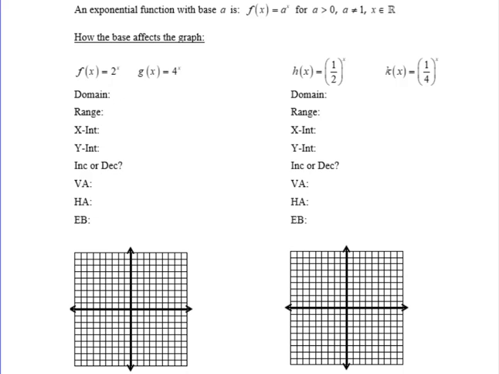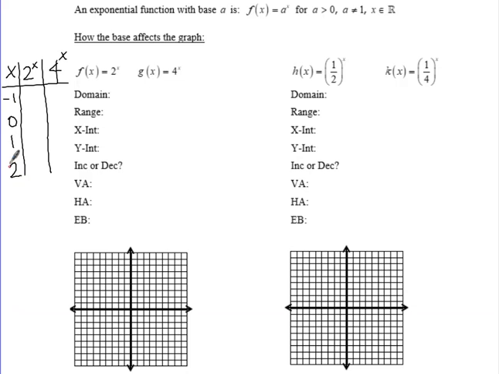So we have 4 different exponential functions that we are going to look at. We have 2 to the x, 4 to the x, 1/2 to the x, and 1/4 to the x. So we're going to start by making some t-charts. When I'm making this t-chart, I'm going to start with the x values -1, 0, 1, and 2.